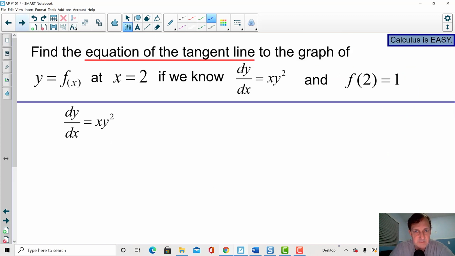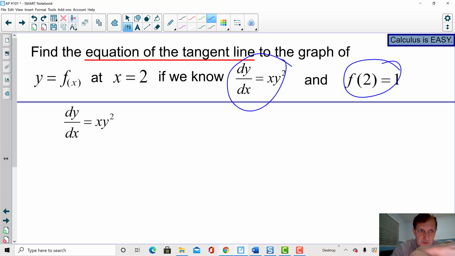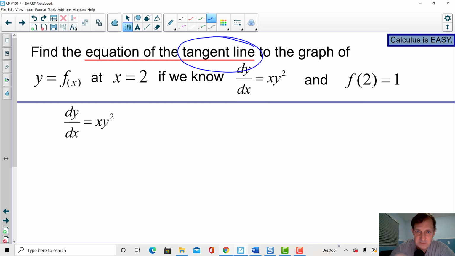All right, let's look at our last example. Our last example is just an easy example. It says find the equation of the tangent line to the graph of y is equal to f of x at x equals 2 if we know the derivative and we also know a point. Remember, you're doing the equation of a tangent line, but that's still just the equation of a line. So for the equation of a line, you just need a point, which we already have. Our point is 2, 1. And we just need a slope.